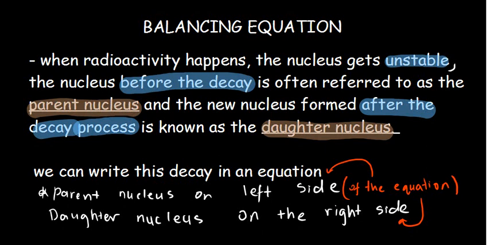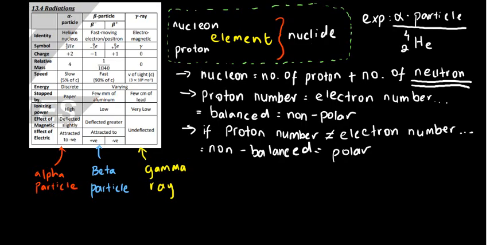You will see an example of the equation later in another part of the video, so you can see what I mean clearly. Now I'm going to introduce the three types of radiation that I mentioned in the first part of the video. We have alpha particle, beta particle, and gamma ray.